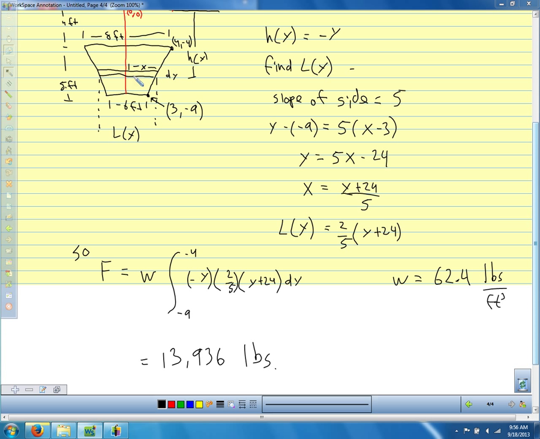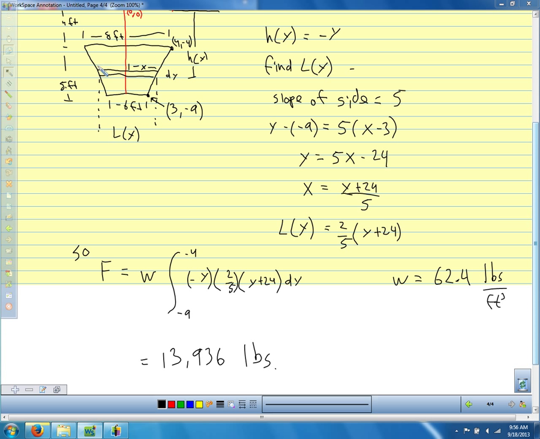One, you want to make sure that your height, your depth below the surface, the h sub y, is positive. So however you set up your coordinate system, you need to set it up so that your distance below the surface is positive.